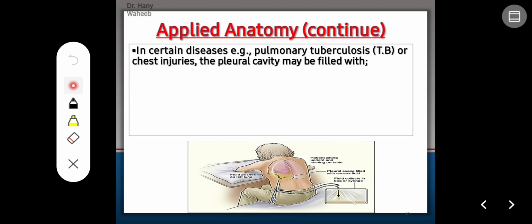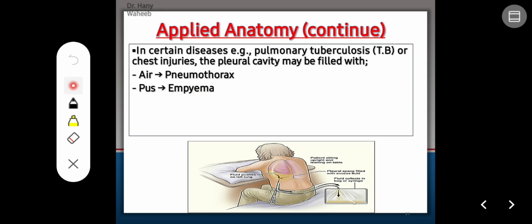To continue the applied anatomy. In certain diseases like pulmonary tuberculosis, TB, or chest injuries, penetrating wounds into the thorax, the pleural cavity may be filled with types of fluids, or air may be collected into the pleural cavity. If air is collected, in case of penetrating wounds of the thoracic wall, this condition is called pneumothorax. Pneumo means air.